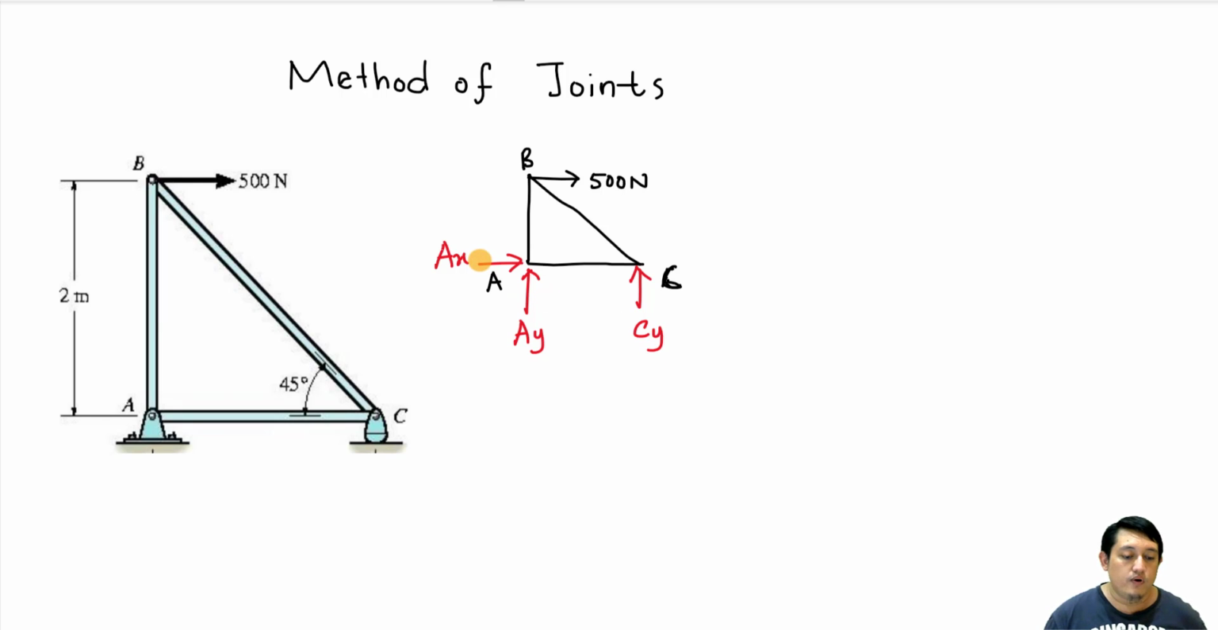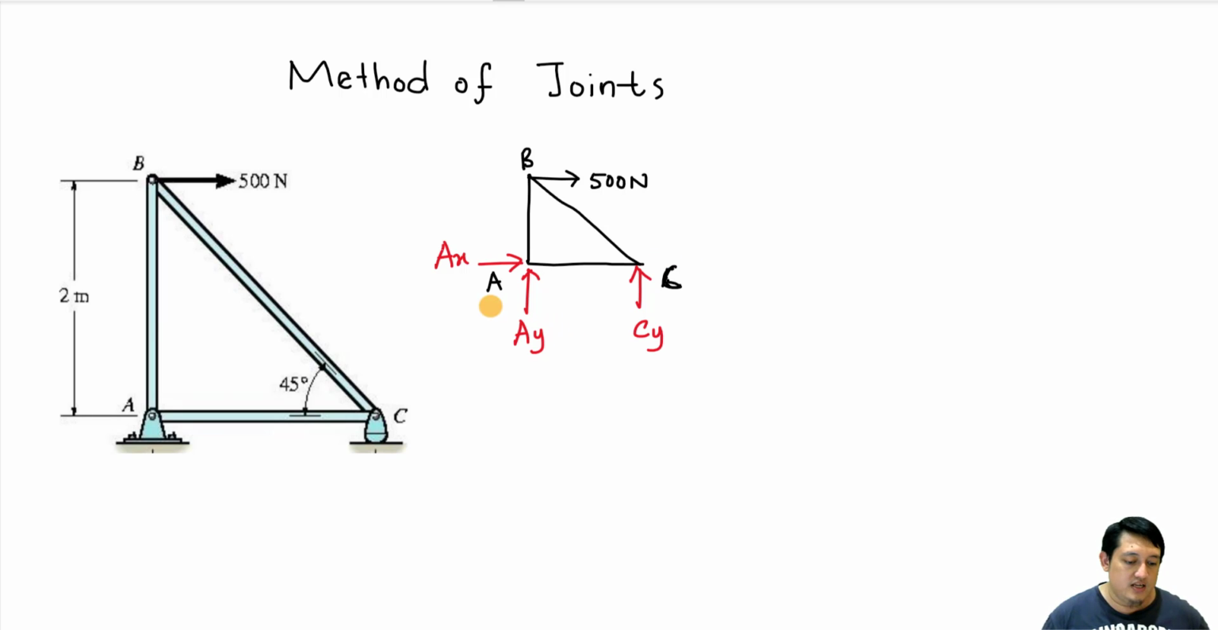Before we can start to calculate the method of joints, it is best for us to find the values of these reaction forces first. How to do it? Now we have the distance as 2 meters and the angle as 45 degrees. Because it is in equilibrium, the total of forces equals 0 and the total of moments also equals 0, so we can use that to calculate AX, AY and also CY.